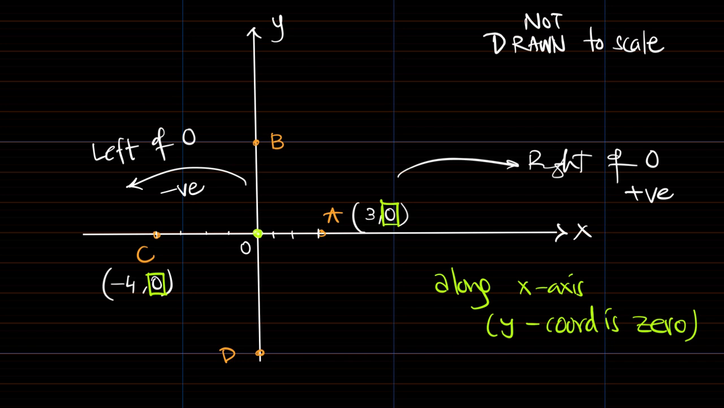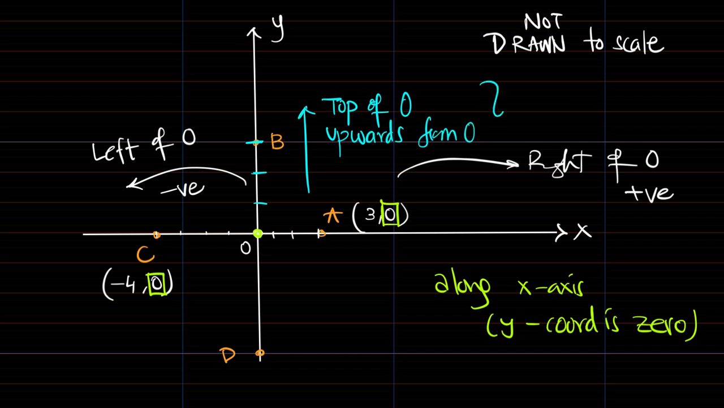Similarly, if I talk about point B, so this is 1, this is 2, this is 3 units up. So this is top of the origin or upwards from origin. So that is why this will be positive and the coordinates of B would be 0, 4.